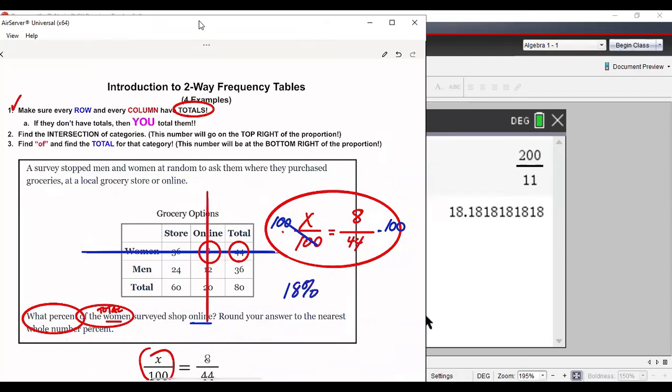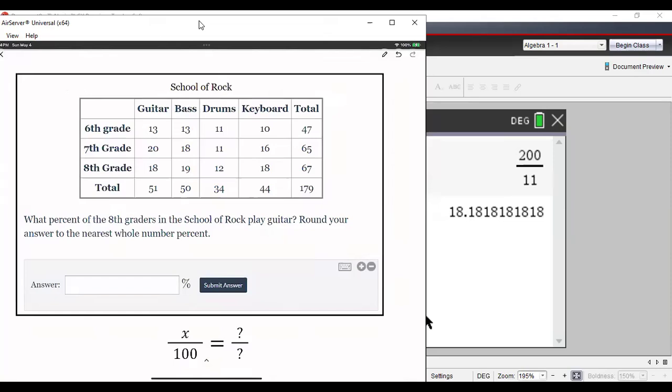And that would be your answer for this one. All right, let's go. Let's do another one. All right, here we have another one.